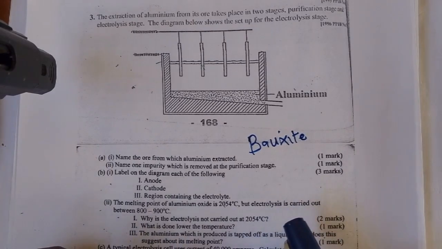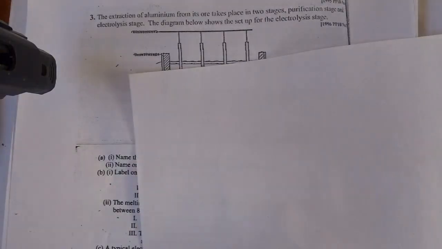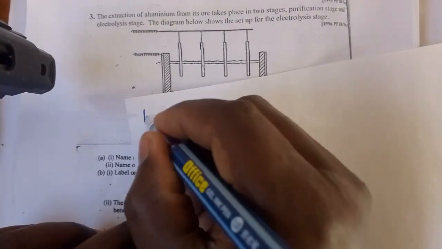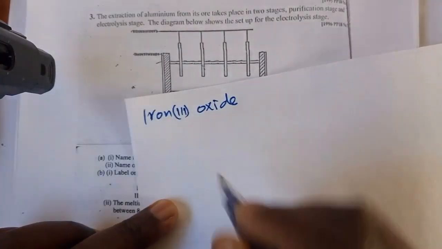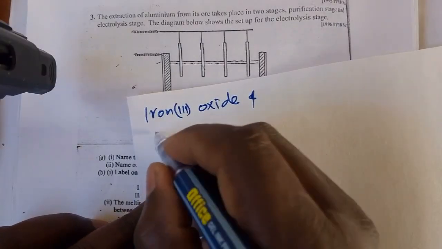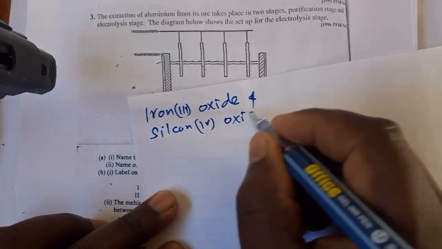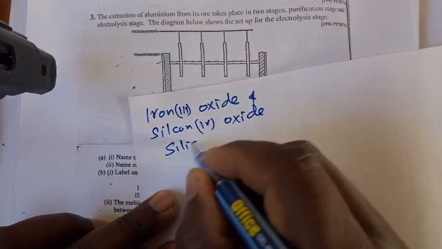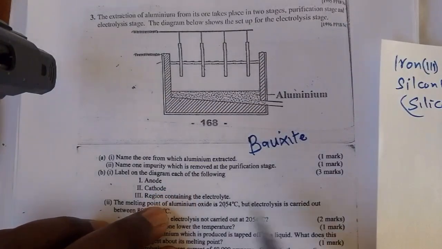Name one impurity which is removed in the purification stage. We have two impurities which are removed. Number one impurity is iron 3 oxide, and another impurity is silicon 4 oxide, sometimes called silica. So these are the two impurities which are removed. You are asked to name one.